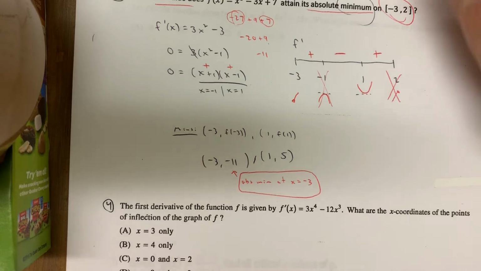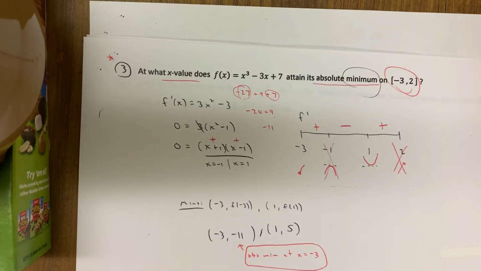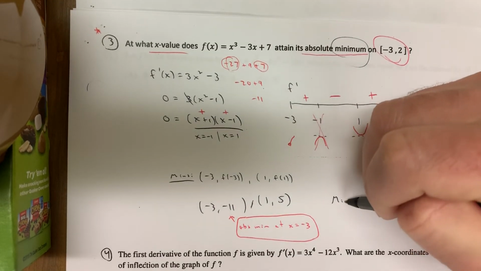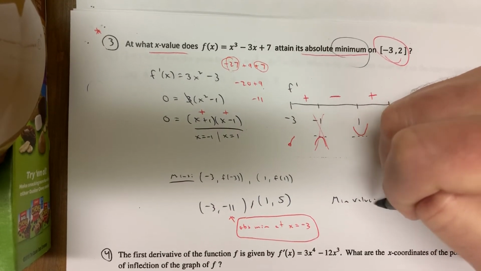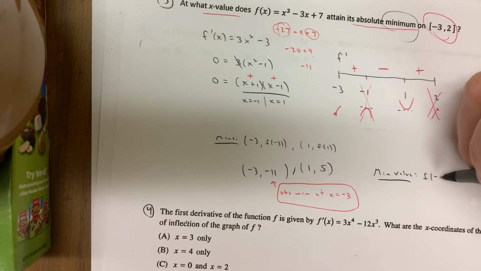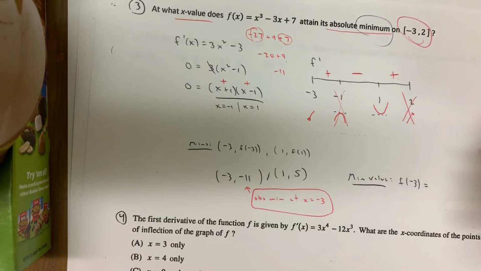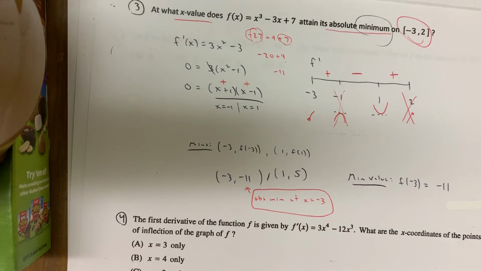Sometimes they won't ask, what x value does the function attain its absolute minimum? They'll say, what is the absolute minimum of the function? And remember, x values tell you where, y values tell you what. So if they actually want to know what the absolute minimum is, they want the minimum y value of the function. So technically the min value is f of -3, which we know is equal to -11. So it's another way to ask that question when they ask you what's the minimum value of the function.